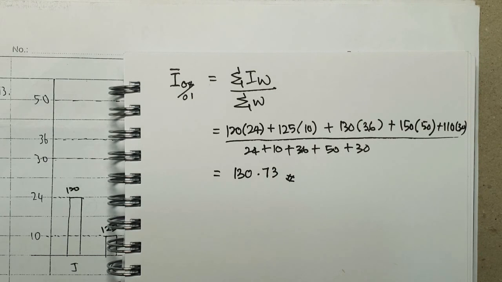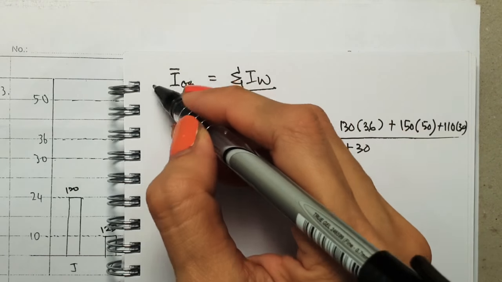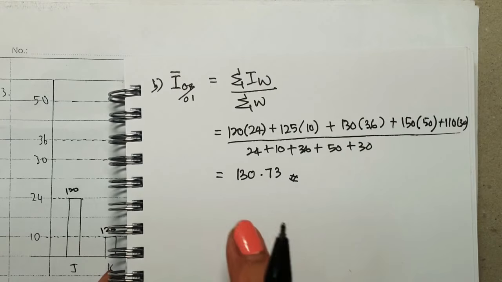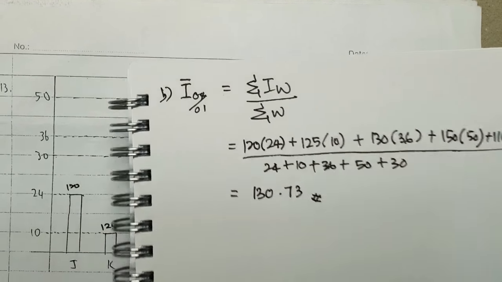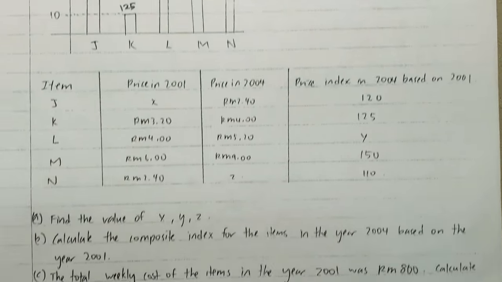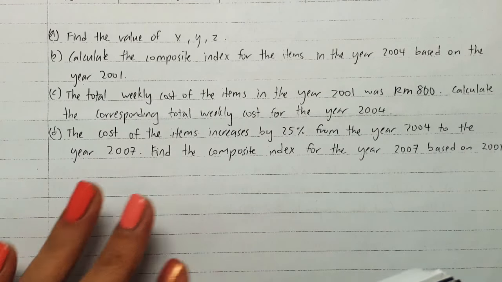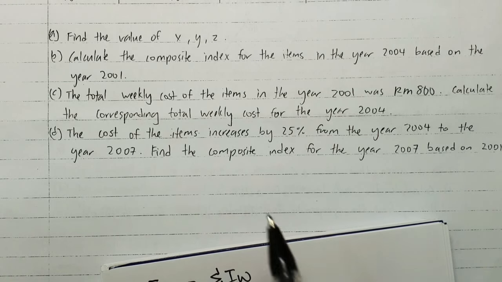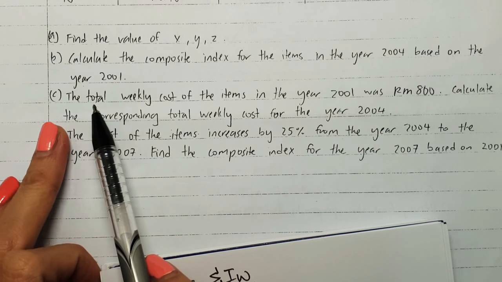All right, next we have done this. This is part B. Now part C, probably we have to apply the composite index that we have found into the next part of the question. And the next part of the question talks about the combination of the items J to M, I guess. Yes. So over here, yes.